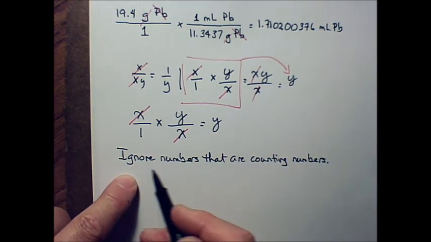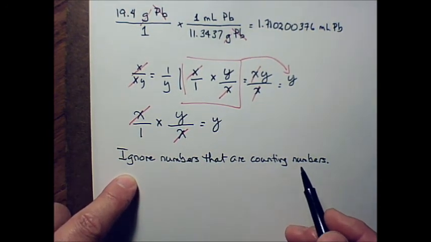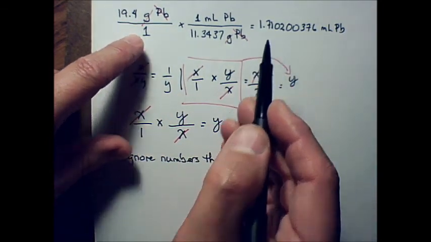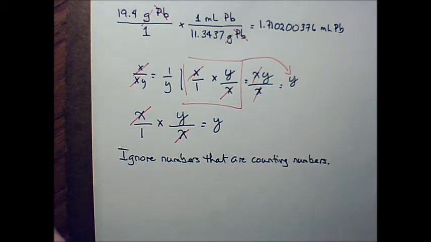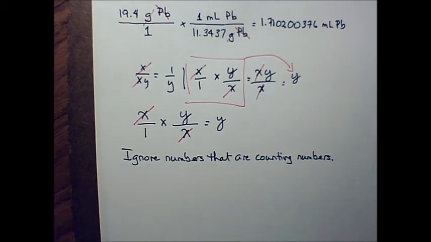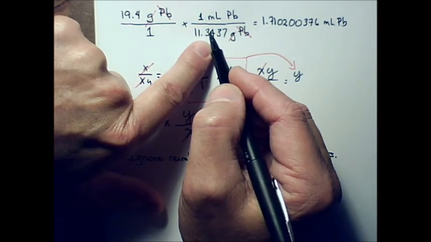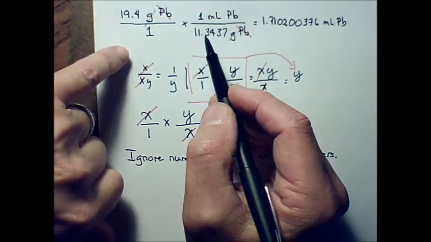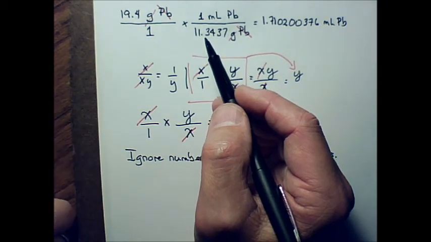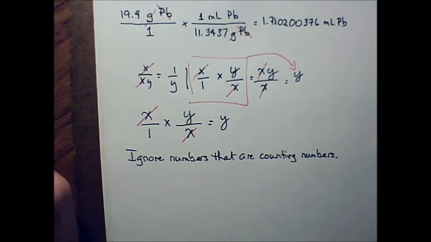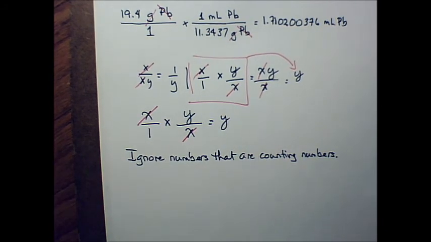This is the rule for rounding we're getting to. You don't ignore the whole numbers when you're doing the math. You ignore the whole numbers when you do the rounding. So you still do 19.4 divided by 3 times 3. If there were a 3 here, we'd still divide by 3. But when we get to rounding, we're only going to look at the numbers that are not counting numbers. Does that make sense? 1's a counting number. 2's a counting number. We ignore those for the purpose of figuring out how to round.